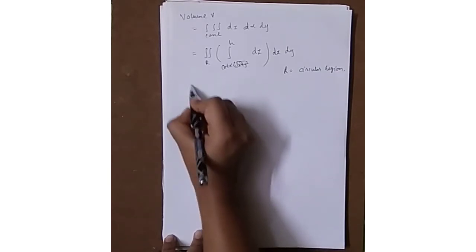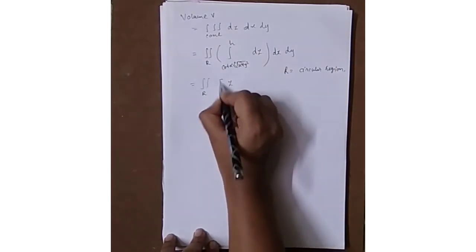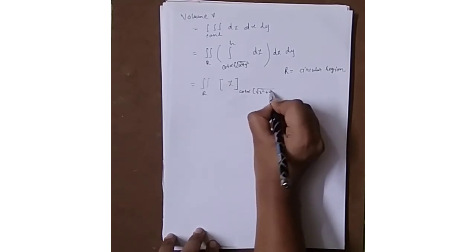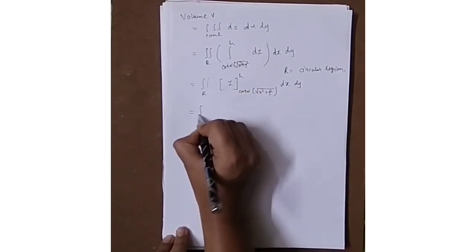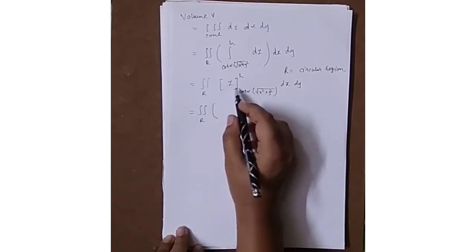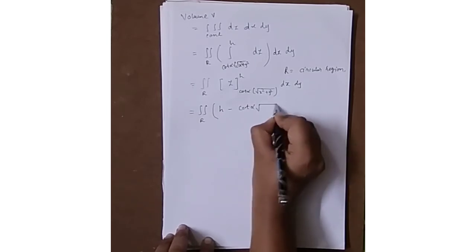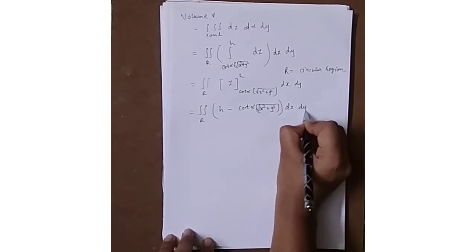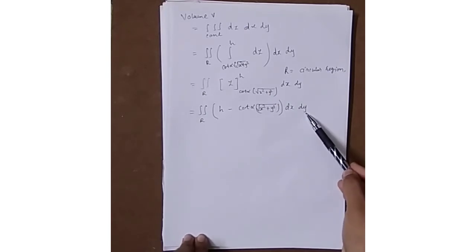So integrating this is equal to the double integration over R. Integration of this is only z, and the limit is cot alpha into square root of x square plus y square and h, dx dy. So it is equal to the double integration over R. Put the value, so it becomes h minus cot alpha into square root of x square plus y square into dx dy. Now my this term is in the xy plane.